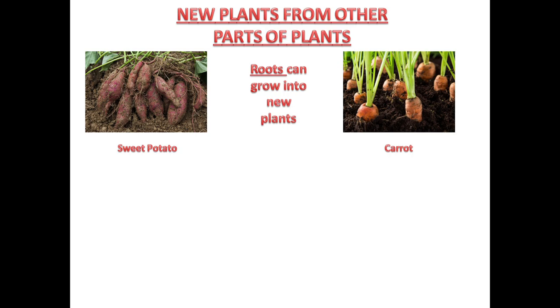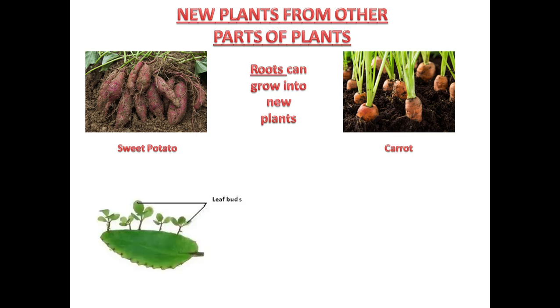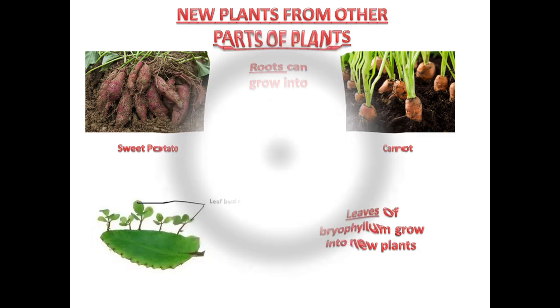Besides stem, buds and roots, there are some leaves like bryophyllum. Its leaves are having some leaf buds which help in the growth of new plants. Now we have studied the ways to grow new plants from seeds as well as parts of the parent plant. Now let us learn about types of crops.